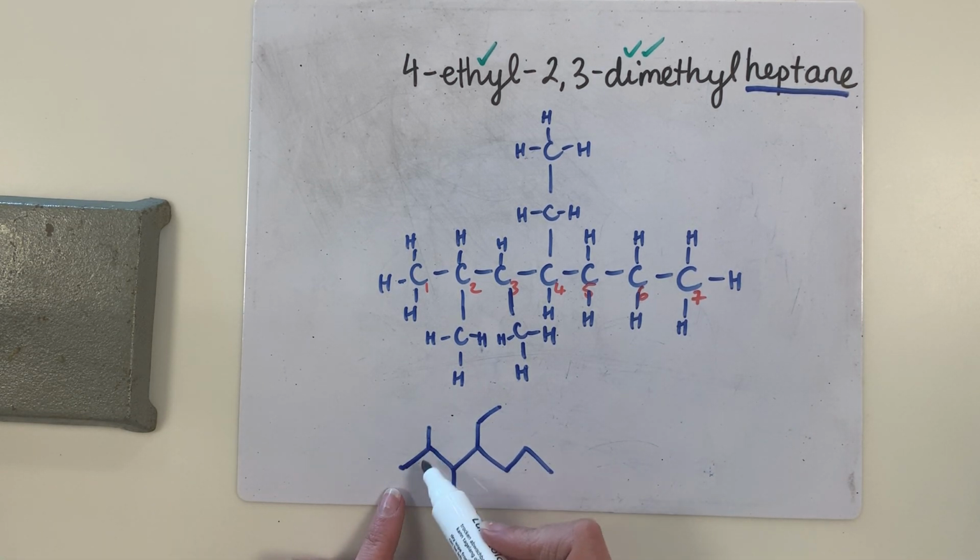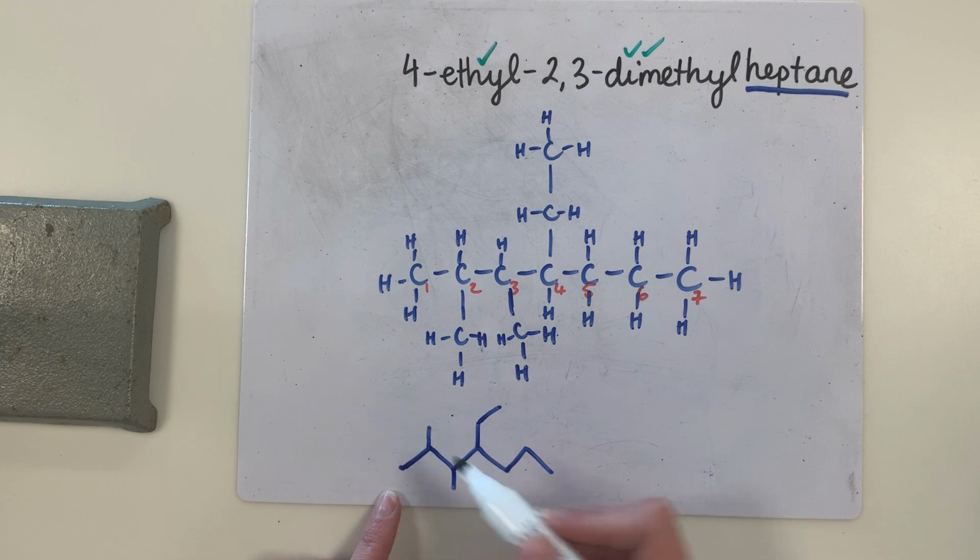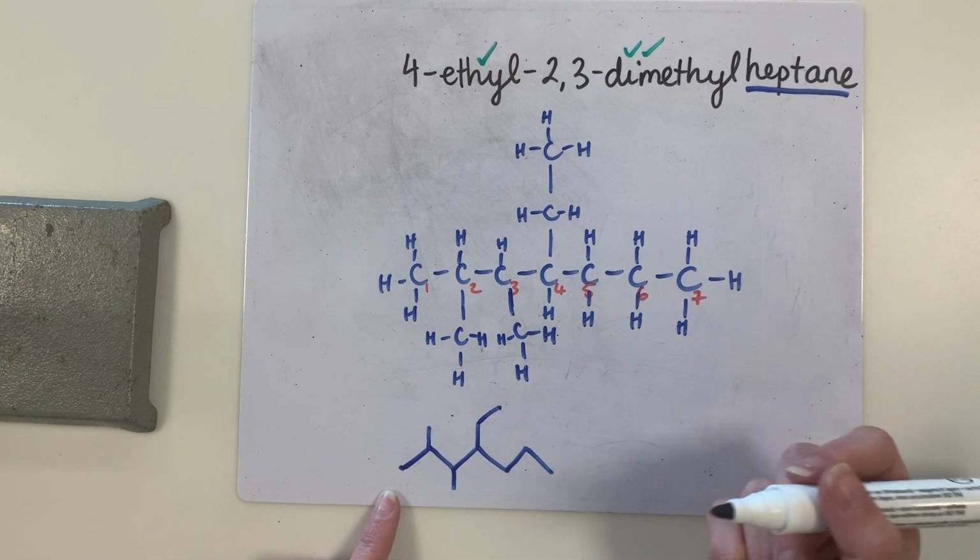So we can see this backbone, there's 1 carbon, 2, 3, 4, 5, 6, 7. This side chain, 1 carbon. This side chain, 1 carbon. This side chain, 2 carbons. So that's another way of drawing this, representing it. That's a lot quicker.